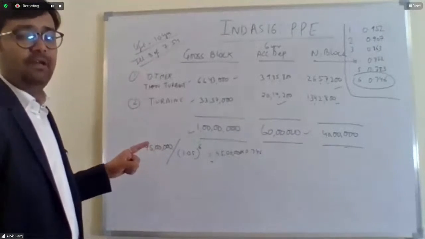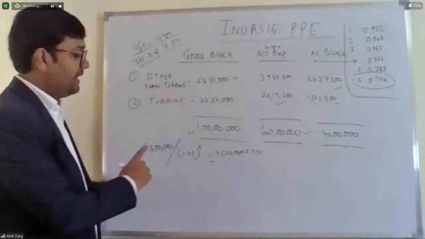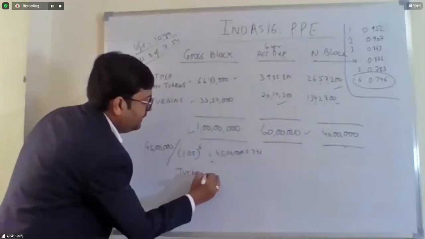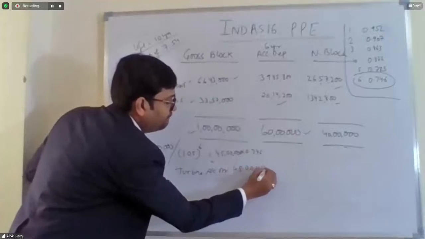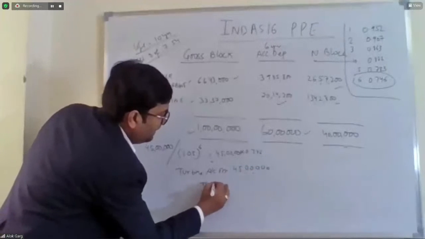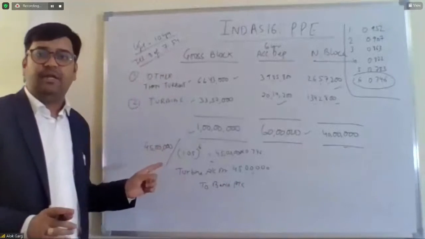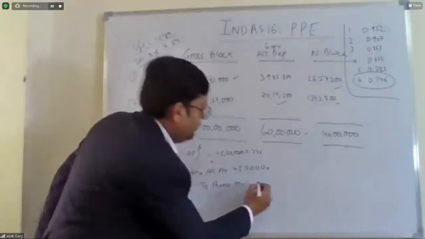Now the new turbine will be added to the cost of the asset. So what will be the accounting entry? Turbine account debit 45 lakh to bank account. This will be added to the cost of machinery and it has to be depreciated over the remaining life of 4 years.